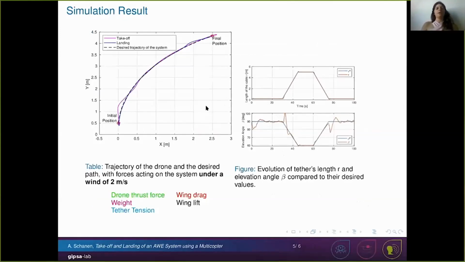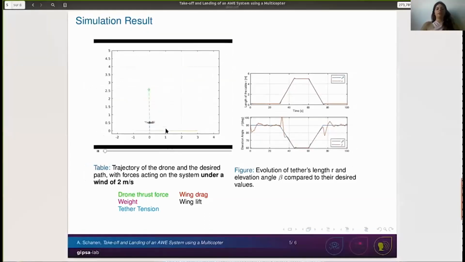The controller was then tested in simulation on a scenario including a takeoff and landing under a wind of 2 meters per second. The configuration studied here corresponds to alpha u equal to 0, meaning the wing is always horizontal. However, other configurations can be studied. We obtained the following trajectory, and we can also see in this video the forces acting on the system.